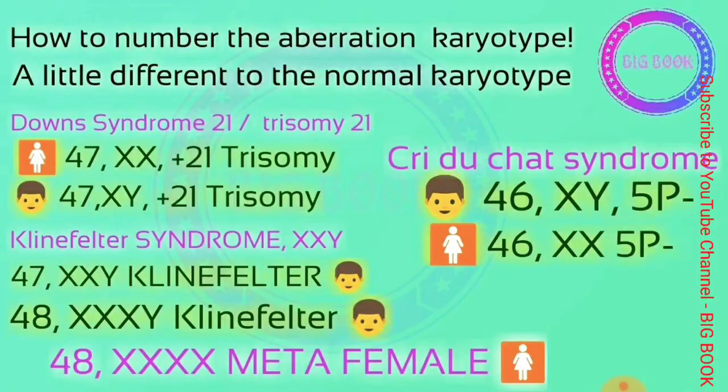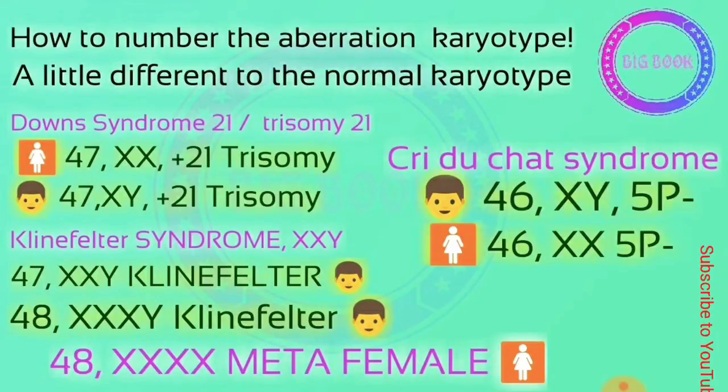There is a metafemale, that is 48 chromosomes with 4 X chromosomes. Karyotype syndrome, that is 46 XY 5P minus, 46 XX 5P minus. So here we are going to observe one thing, that in Down syndrome we are mentioning the karyotype as 47 XX plus 21, trisomy.